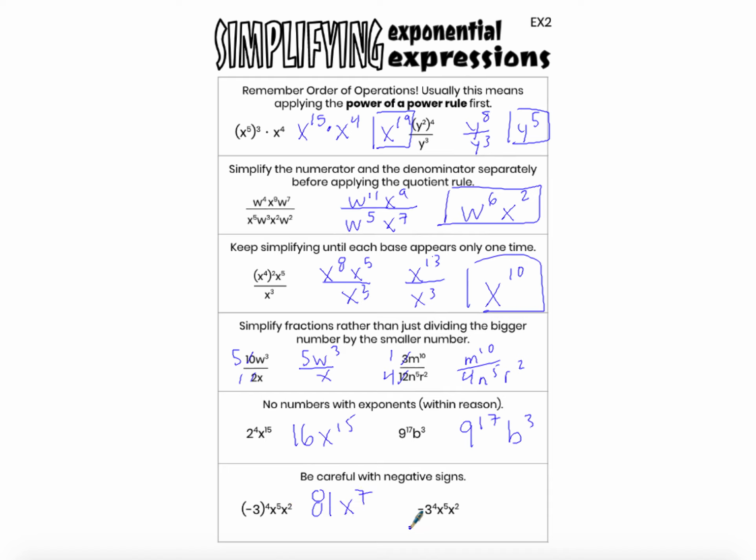In this case, since the negative is not in parentheses, the base is not -3. The base is positive 3 being multiplied by -1. That's going to give me positive 81 times -1, which is just -81. So it is absolutely crucial that you know the difference between -3 to the 4th, which is really just -1 times 3 to the 4th, and -3 in parentheses to the 4th, meaning -3 is my base.